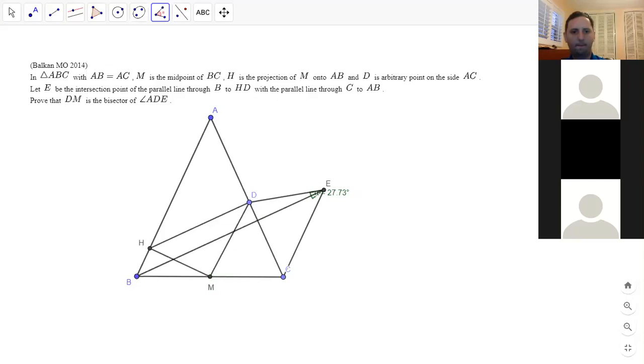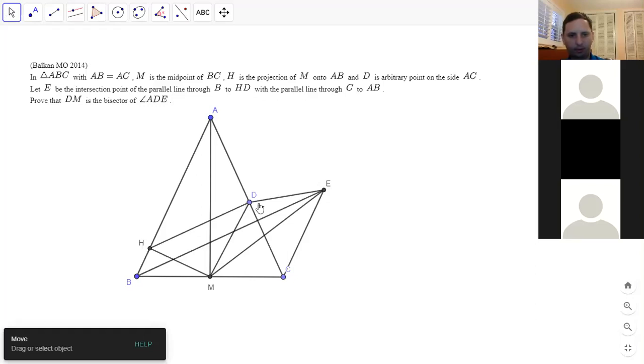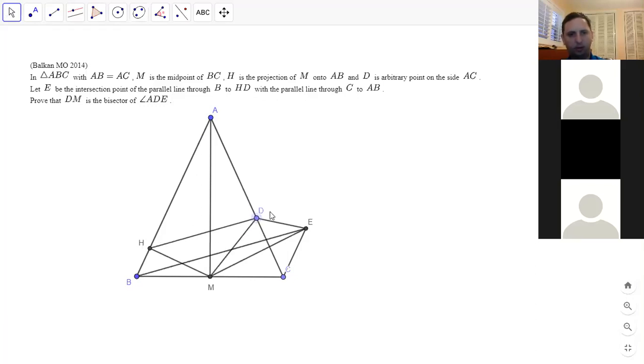Okay. Let's see how we can try to prove that. So we want to show AD over DM is DM over DE. These triangles almost look isosceles, so we want to show AD over DM is DM over DE, or AD times DE is DM squared. It almost looks like, is D the orthocenter of A? No.